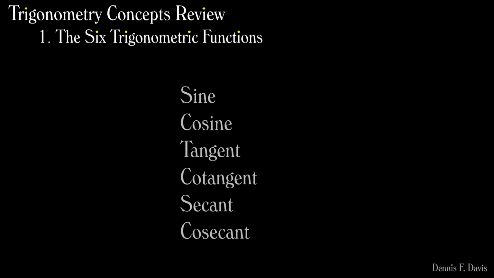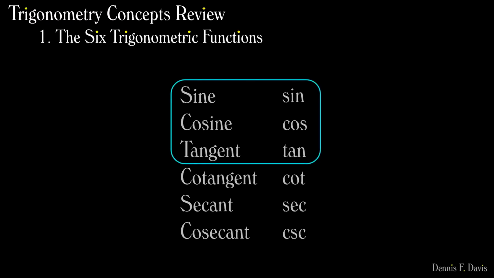The trig functions all have 3-letter abbreviations. Abbreviations for 5 of them, the first 5 in the order I've listed them, are just the first 3 letters of the spelled out function name. But the abbreviation for cosecant can't be COS because that's already taken by cosine. So by convention, the abbreviation for cosecant is CSC. We'll start with these first 3, sine, cosine, and tangent.